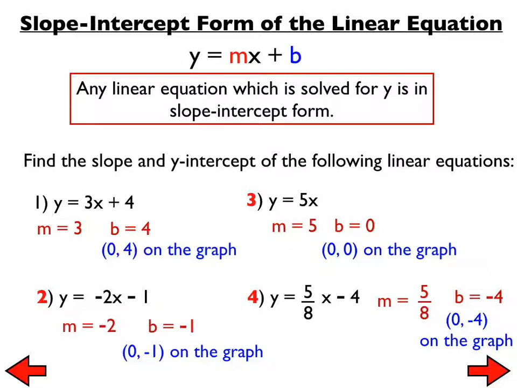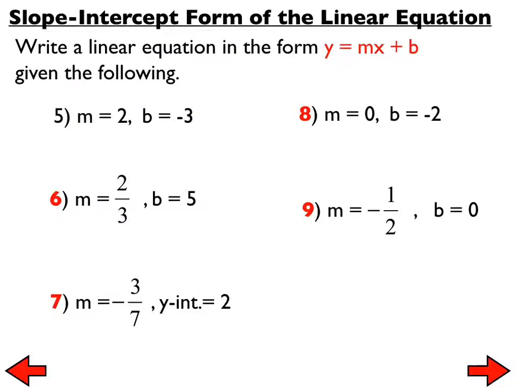So now we're going to go backwards. What if I give you m and b, and I ask you to write the linear equation in the form y equals mx plus b? I'll do number 5, and then I'll have you do the others. If m is 2 and b is negative 3, clearly the equation would be y equals 2x minus 3 in slope-intercept form. You now go ahead and do 6 through 9.